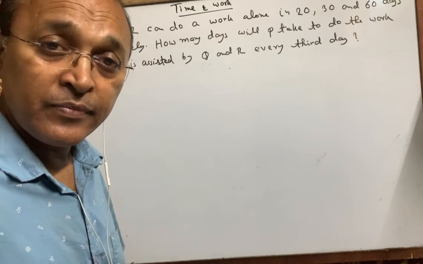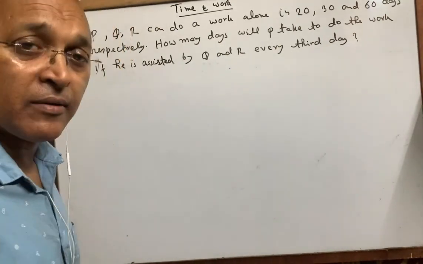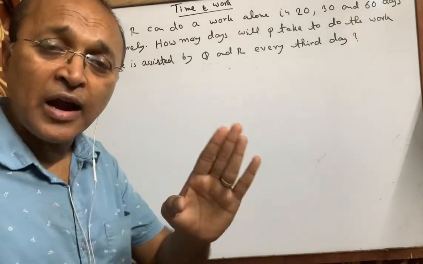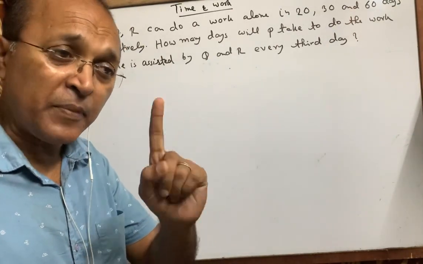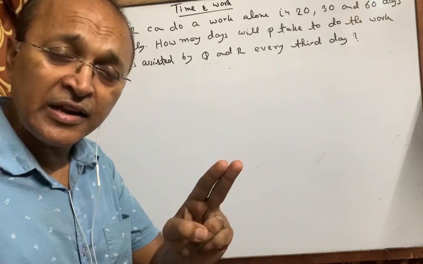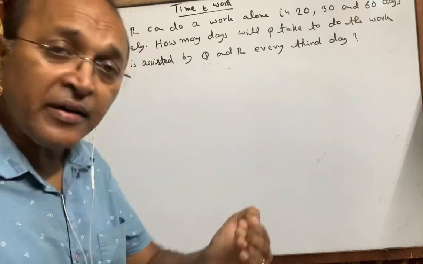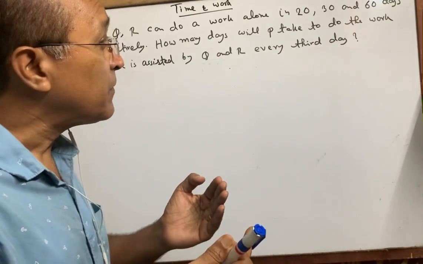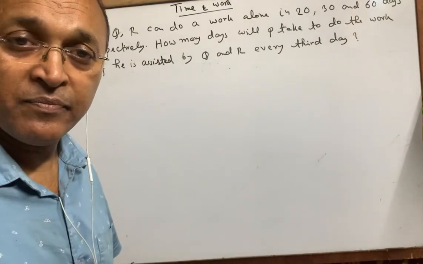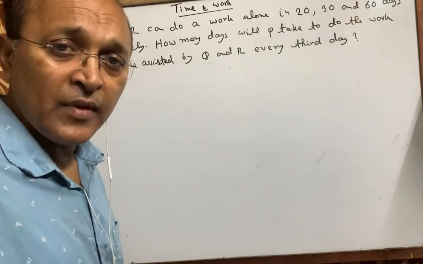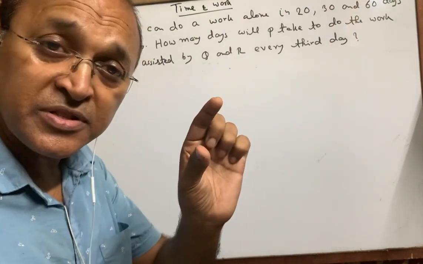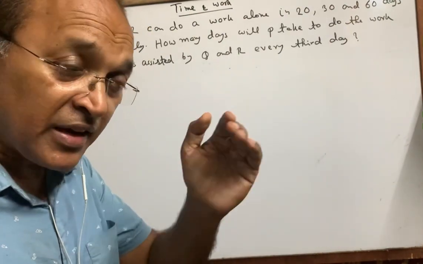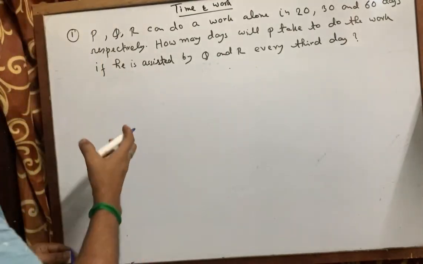Okay, just see what is given here. P started doing the work, and P worked the first day, second day alone, and then on the third day Q and R joined. Let's see how much work is done in 3 days first. First, second, third, right?